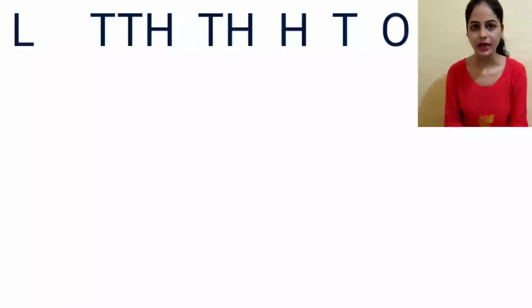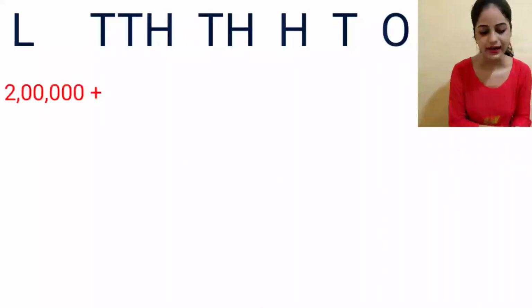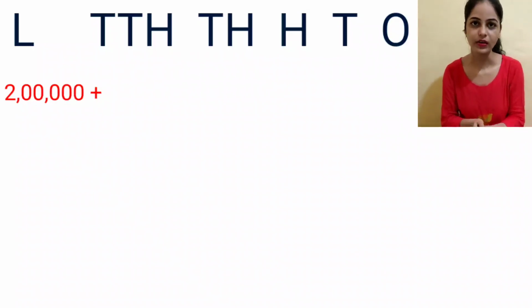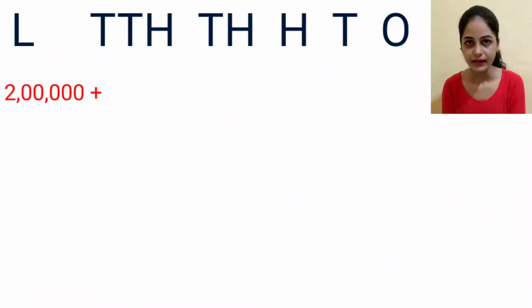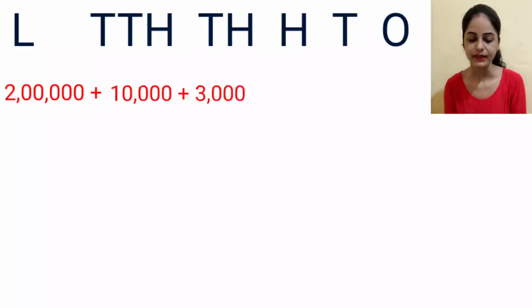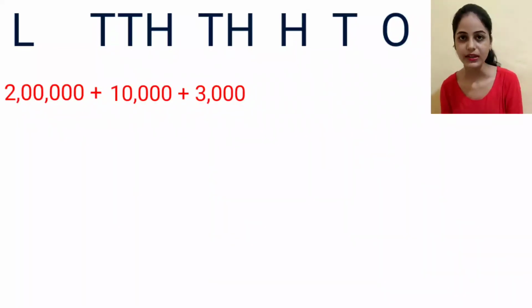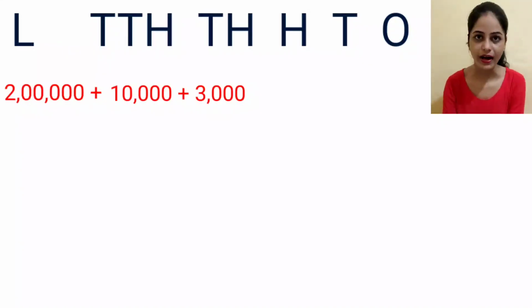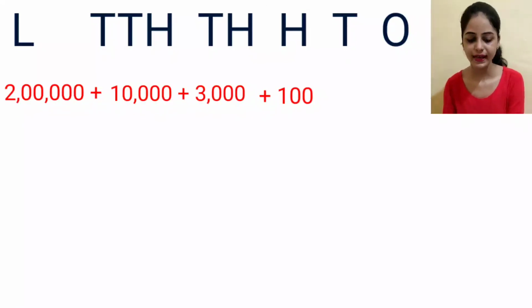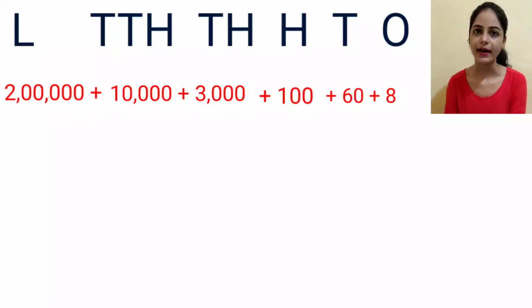Next, 13,168. So 2 is in the place of lakh, so we write 2 0 0 0 0 0, 5 zeros. Then we split 13 into 2 parts, 10,000 and 3,000. So in the place of 10,000 we write plus 10,000, and in the place of 1,000 3 is given, so we write 3,000. Okay, in the place of 100 we write plus 100 because 1 is given, and again we split 68 into 2 parts, 60 plus 8, so plus 60 and plus 8.